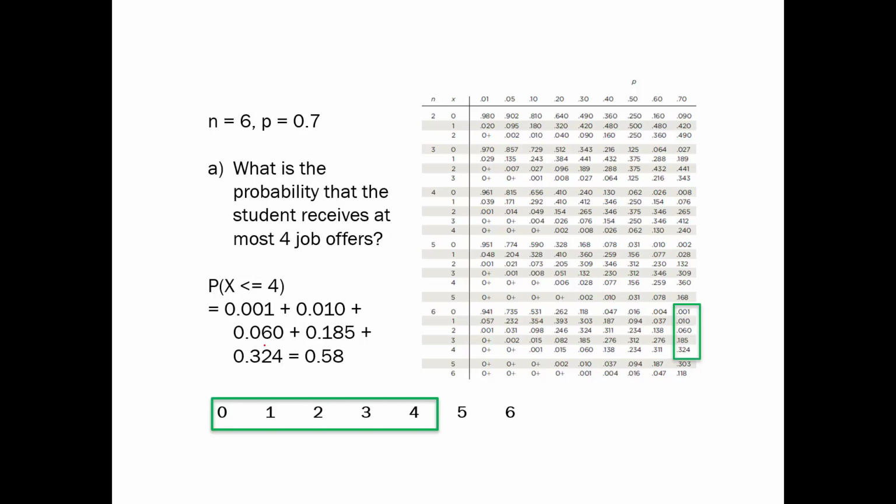Oftentimes when we think about enumerating all of the items, we typically don't include 0. We typically start counting at 1. But in this case, it's entirely possible that the student gets no job offers at all, so we have to be sure we include that probability that x is equal to 0 when we're doing these computations, so don't forget that part. To compute the probability that x is less than or equal to 4, again, we'll go into our table, we'll grab those probabilities from the appropriate section, and we'll add those up.